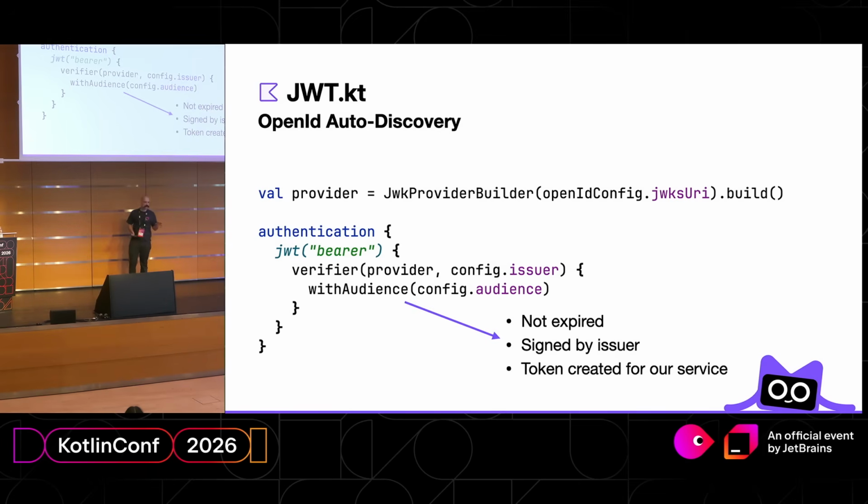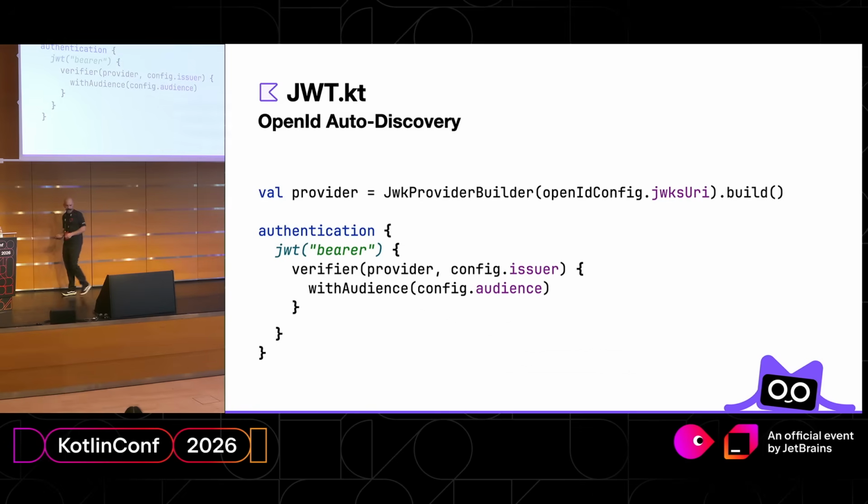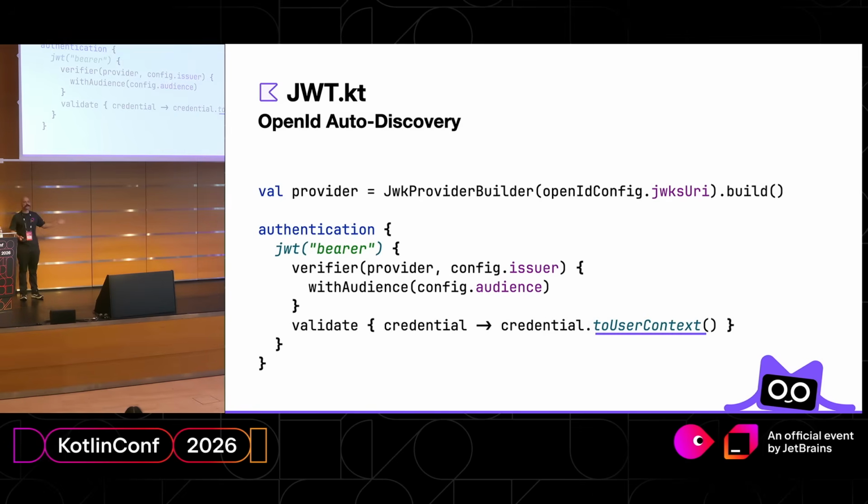And this will guarantee that any incoming token is not expired. It is signed by the correct issuer by validating the public certificate against the signed token with the private certificate, and it will make sure that the token was created for our client ID or service. There's an optional validate function that you can specify for additional validation, but because I like to keep things stateless, I only use it to convert the Ktor credential types into my own custom domain.